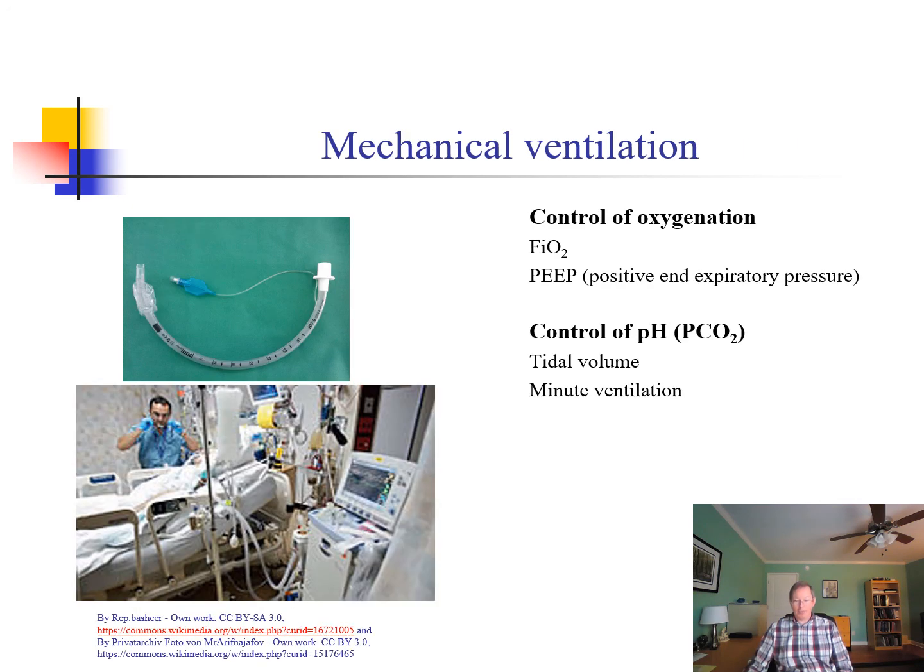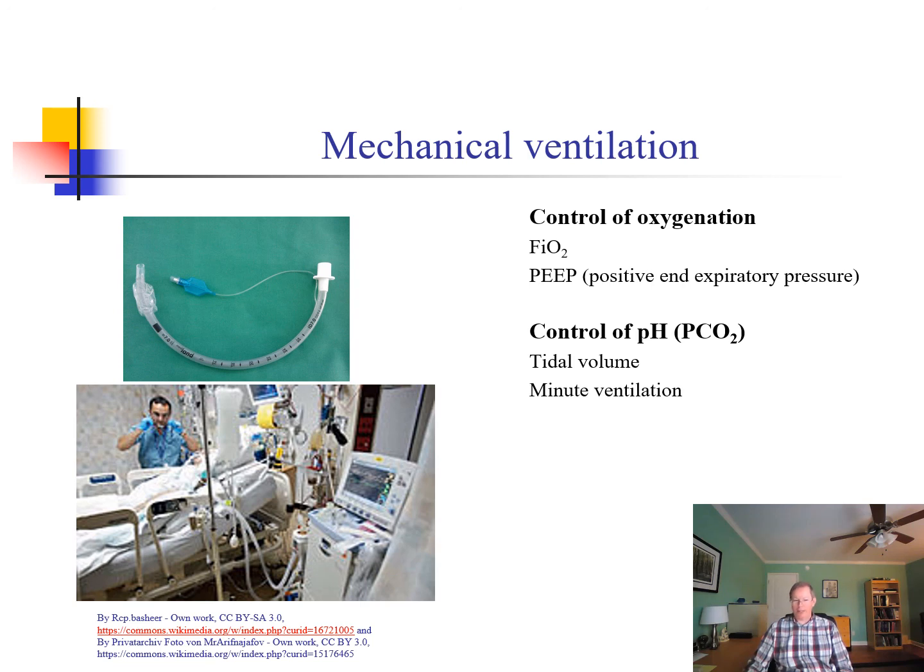Now, sometimes people require additional assistance with breathing. This is called mechanical ventilation. What happens is a tube is placed in the trachea, a little cuff is inflated here to seal it, and then this is hooked up to a mechanical ventilator, which is something you see over here. The physician will then be able to control different parameters that relate to ventilation.